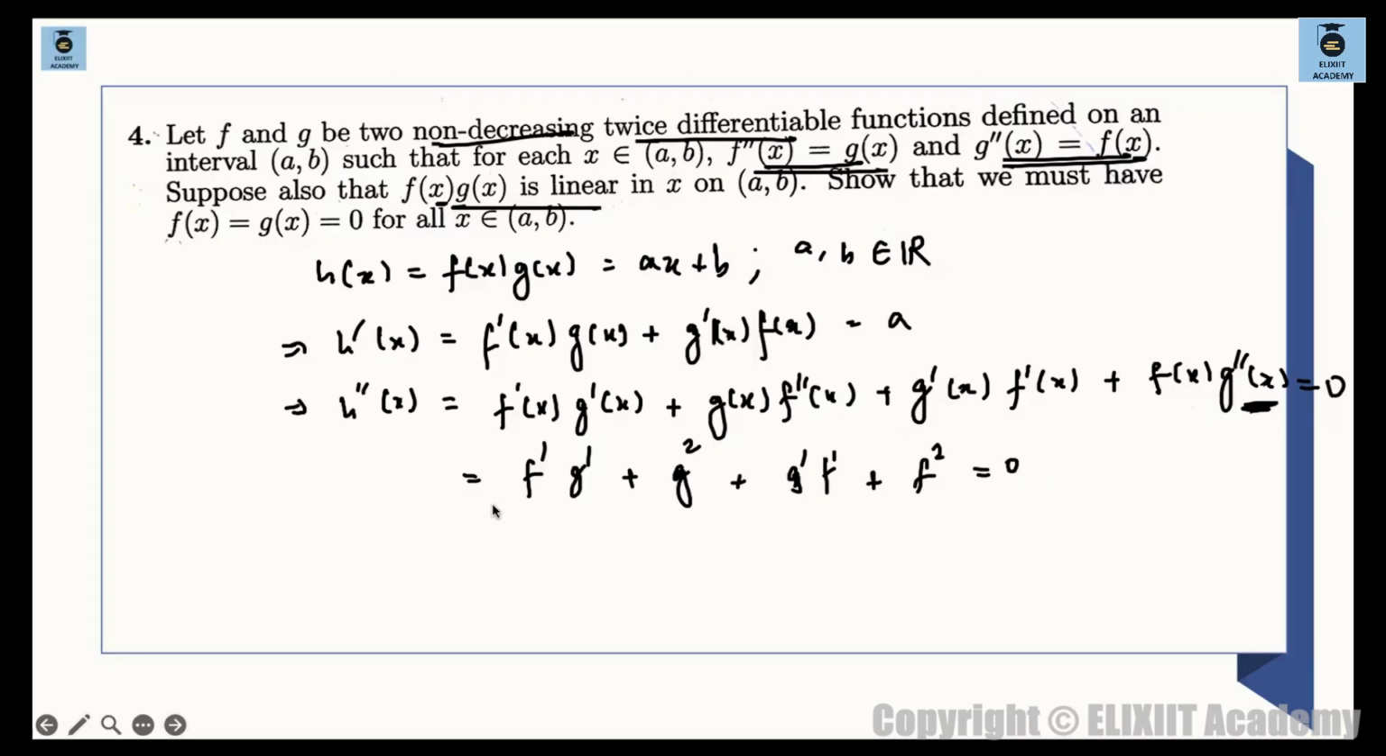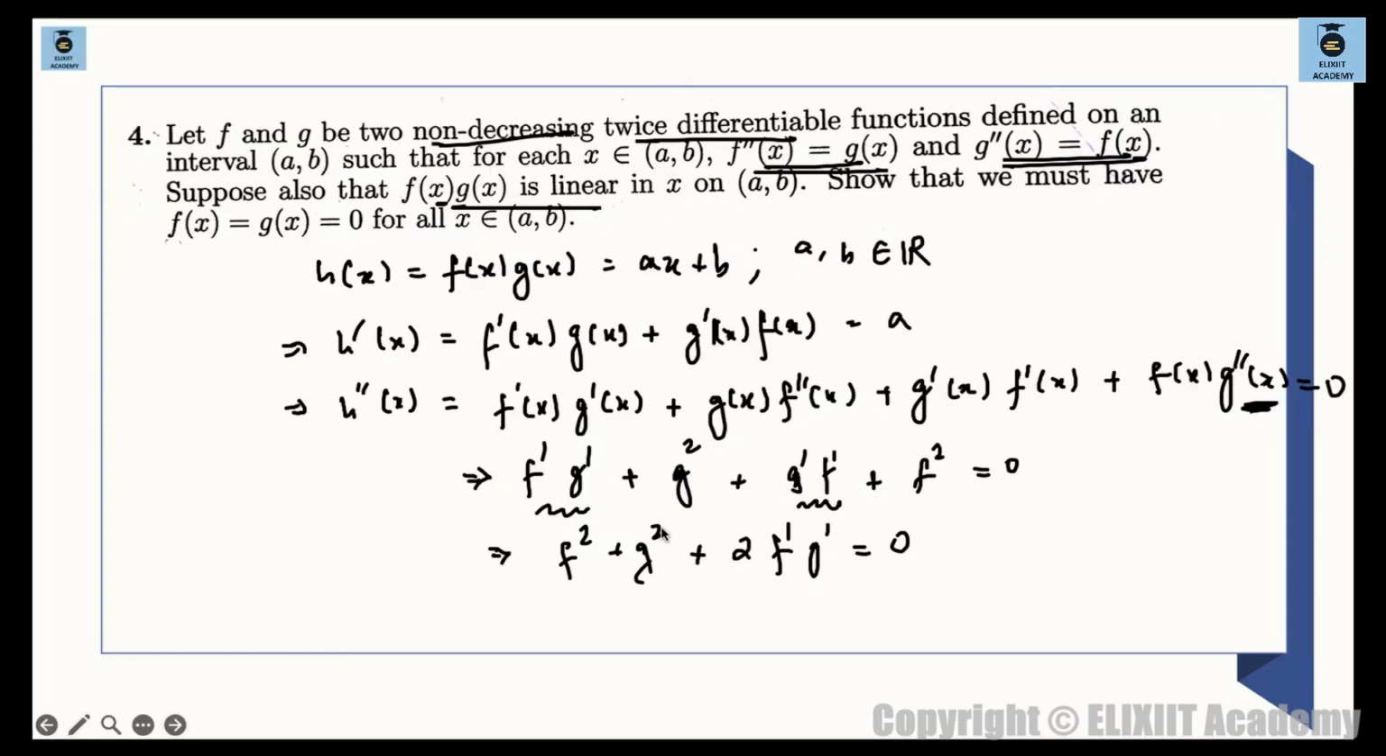है ना? So if I simplify this thing, this is nothing but f dash into g dash plus g dash into f dash, which is f square plus g square plus 2 times of f dash of x into g dash of x is equal to 0. This is what they have given, that f square plus g square plus 2 times of f dash into g dash is equal to 0.